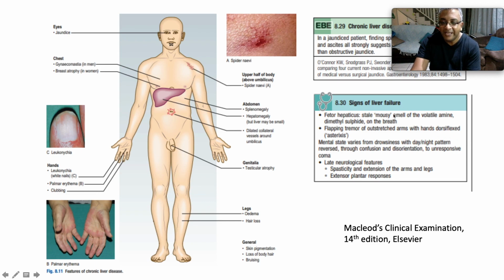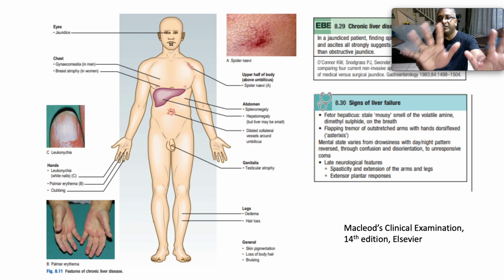All right, signs of hepatic failure are the following. So the patient will have asterixis. That speaks, and we're going to speak to the different grades of encephalopathy. Right, fetor hepaticus, which is a stale, mousy smell of volatile amine dimethyl sulfide on the breath. You look at the flapping tremor or asterixis, like we said, with the hands dorsiflexed, right? So the way you do it is you cock the wrists up, you separate the fingers, right? And the classic motion is to and fro movements, right, at the wrist joint, right?